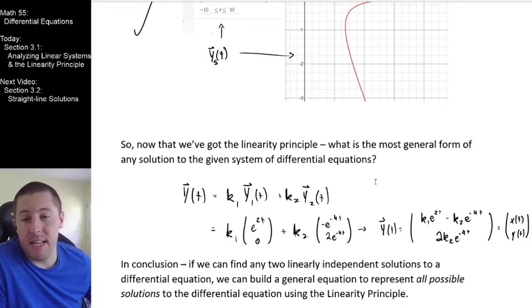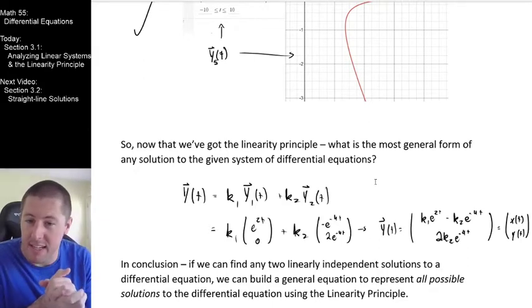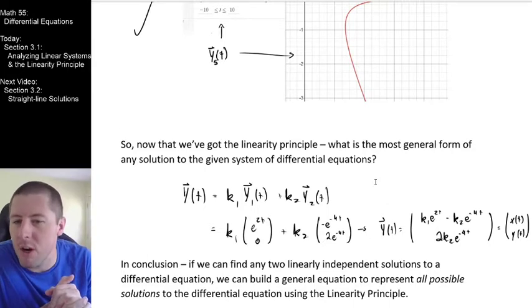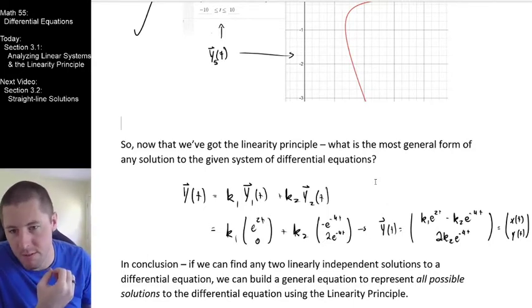So again, what we're going to say tomorrow in section 3.2 is, what solutions would we like to find? And the answer is going to be, well, the easiest ones. And what are the easiest curves to find in space? The straight ones. So that's what we're going to go hunt for in 3.2.